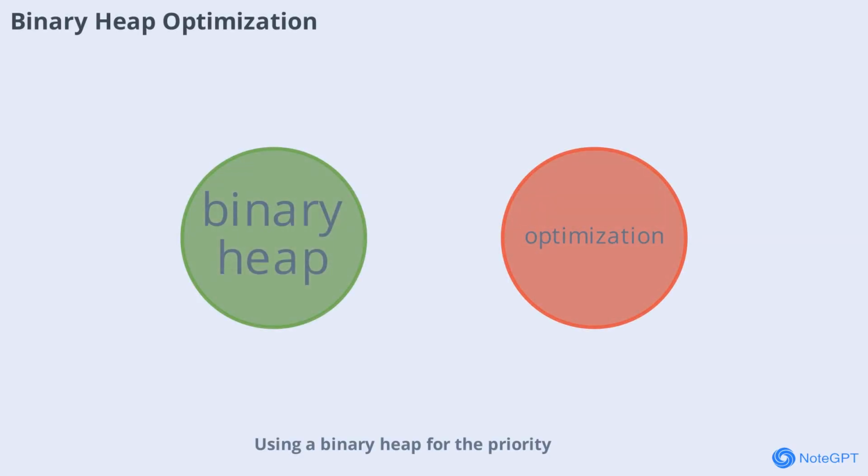Using a binary heap for the priority queue improves the efficiency of pathfinding algorithms. This data structure allows for fast insertion and extraction, speeding up route calculations. Google Maps leverages these optimizations to scale up navigation, ensuring real-time performance even in large cities.